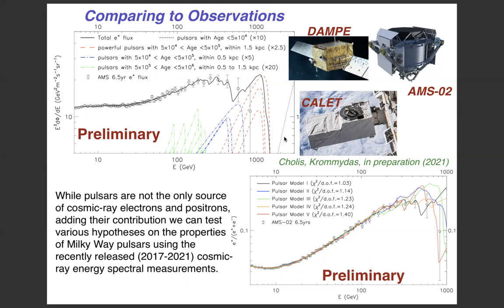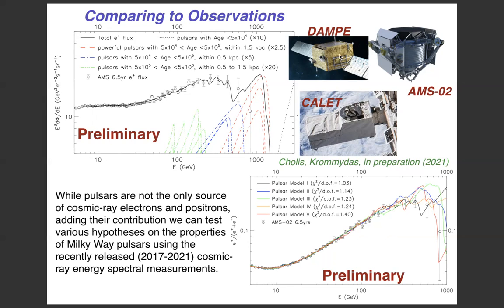So a very young pulsar would contribute at very high energies. Relatively young and powerful pulsars would contribute at the end of the spectrum. And older and more distant pulsars would contribute at lower energies, but would have more prominent peaks, and there are many more of them. The observations we use are not just from the Alpha Magnetic Spectrometer, but also from CALET, another experiment on board the International Space Station, and also another satellite experiment called DAMPE.